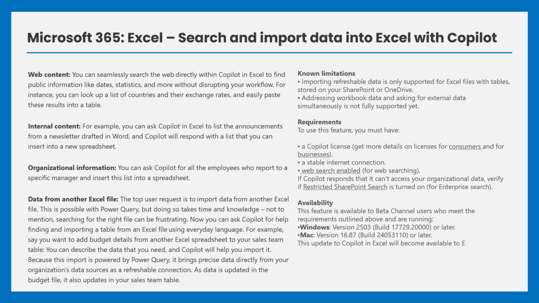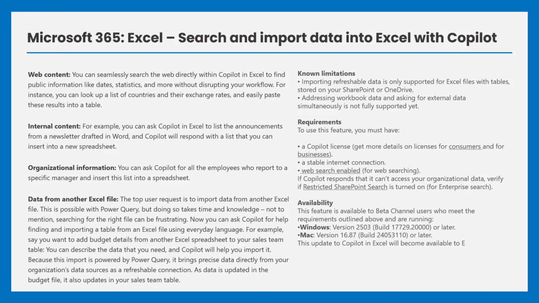Now you can ask Copilot for help finding and importing a table from an Excel file using everyday language. For example, say you want to add budget details from another Excel spreadsheet to your sales team table. You could describe the data that you need, and Copilot will help you import it. Because this import is powered by Power Query, it brings precise data directly from your organization's data sources as a refreshable connection. As data is updated in the budget file, it also updates in your sales team table.